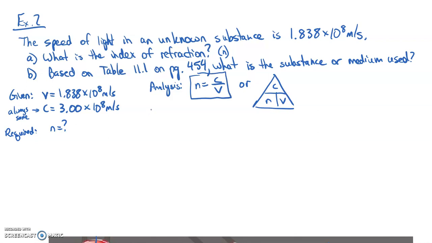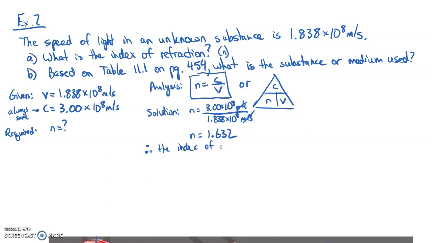So now we go ahead and we get the solution by substituting values in. So we get n equals 3.00 times 10 to the 8 meters per second, and if we divide by 1.838 times 10 to the 8 meters per second, you'll notice that the units of meters per second cancel right out, and that's why n does not have any units on it. So in this case, n ends up being 1.632. Okay, well, we found the index of refraction, so we can conclude, therefore, the index of refraction is 1.632.